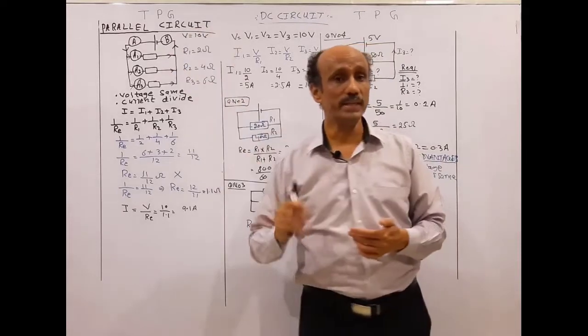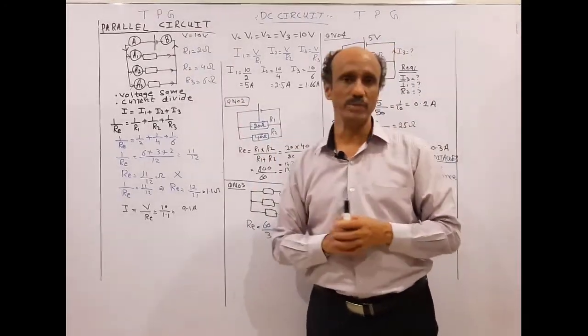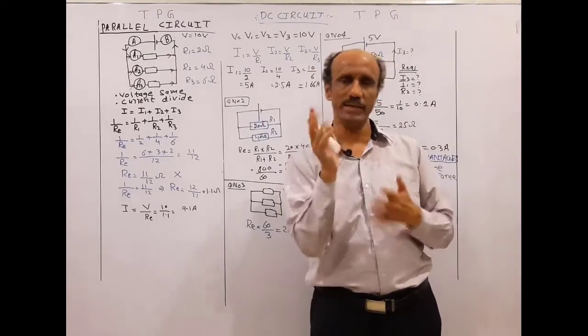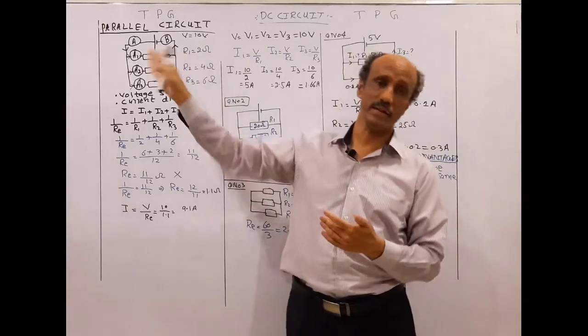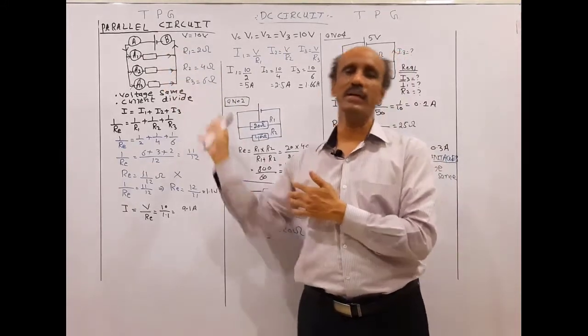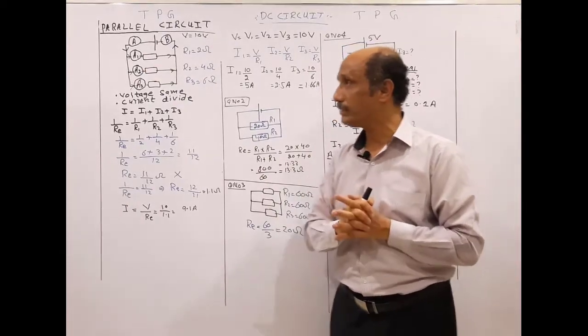In this combination there are two properties. The voltage will remain the same because all the components are attached to the same terminals. Previously I explained that the left hand side and the right hand side are attached to the negative, and the other one all are attached to the positive terminal. So voltage will remain the same.